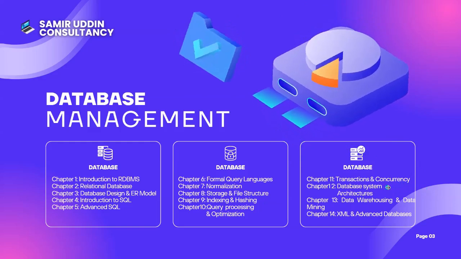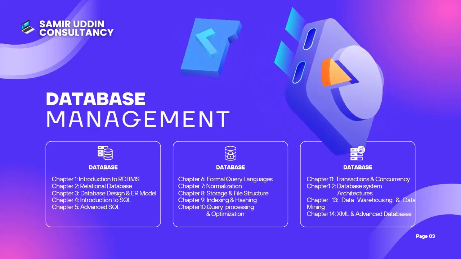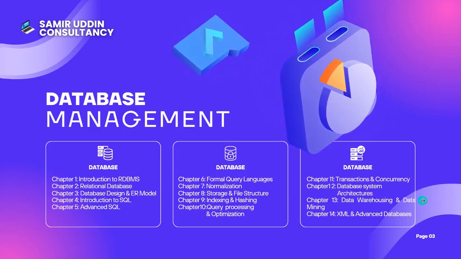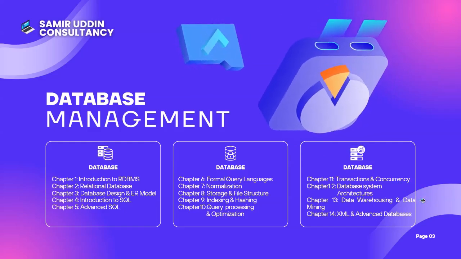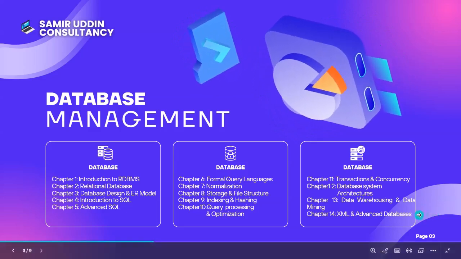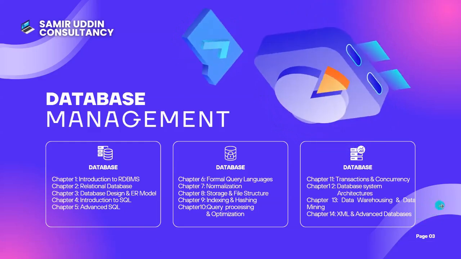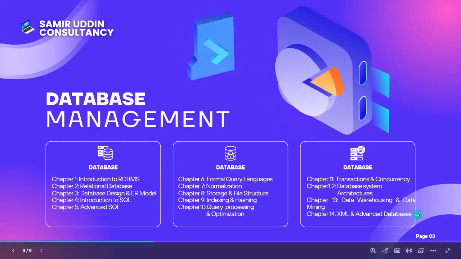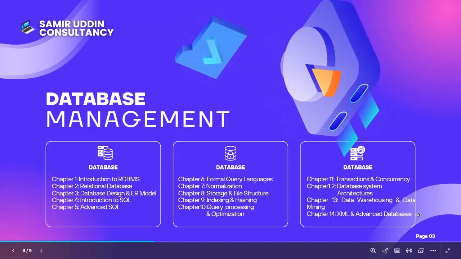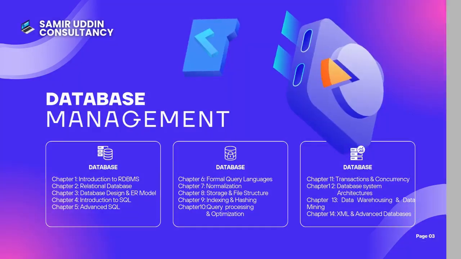Chapter 12. Database system architectures. We'll explore distributed and parallel databases, fancy words that simply mean databases spread across multiple computers. Chapter 13. Data warehousing and data mining. Here we'll learn how companies store huge amounts of data and find useful information from it. Chapter 14. XML and advanced databases. And finally, we'll see how databases handle new formats like XML and explore some advanced topics.